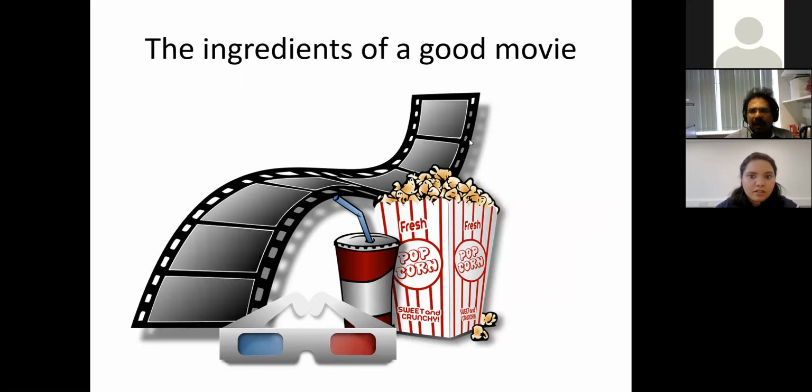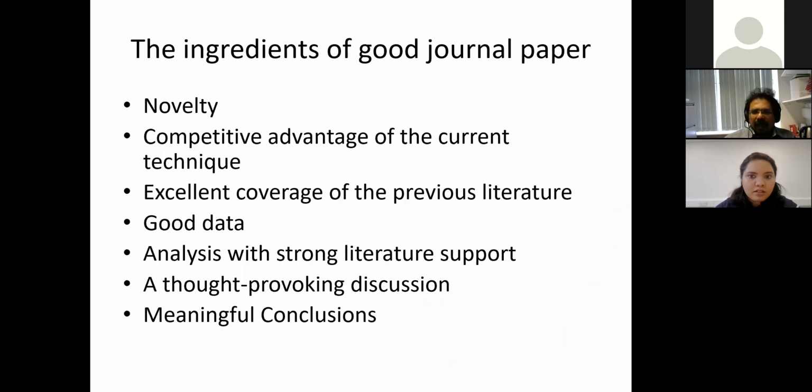Similarly, the ingredients of a good journal paper are the novelty and innovation. That's the very, very important part. As an editor, that's the first thing I check. What's the novelty of the paper? What is the innovation that particular paper brings to the table? And what are the competitive advantages of the current technique? Is the technique new? Is the methodology they have used innovative enough?